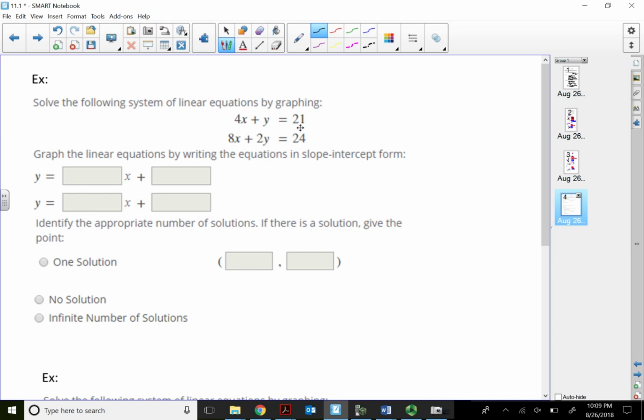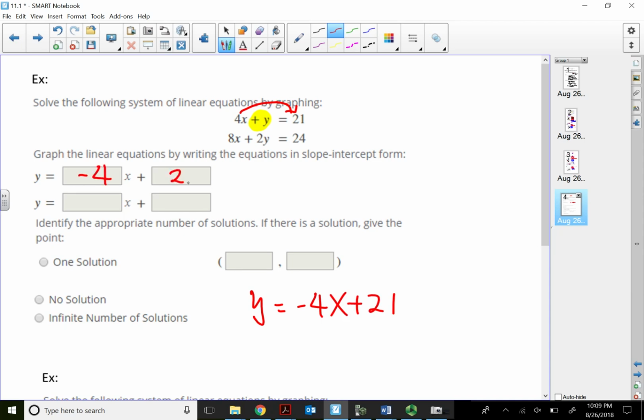Okay. So the first line, get y by itself. All right, since my y is already positive, I'm going to let it stay there. So I'm going to move the 4x over. So this problem, I cannot divide every term by a particular coefficient or common factor because this is 4, 1, 21. So what I got myself here is y equals -4x plus 21.